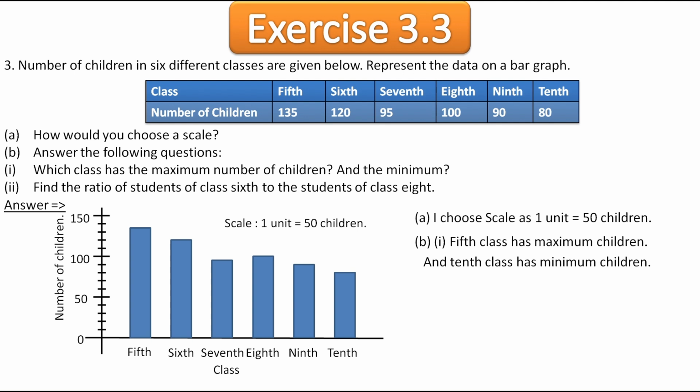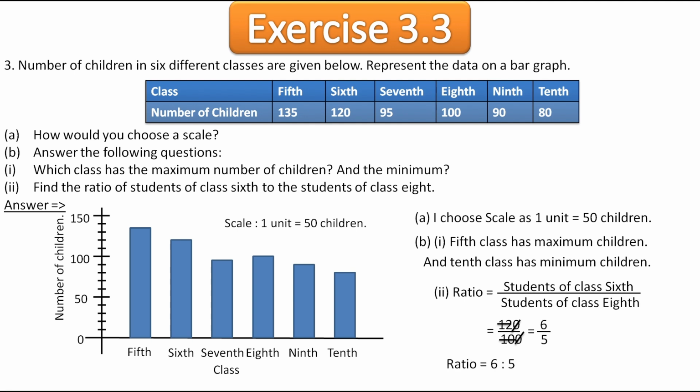Okay. Now the second question we have, find the ratio of students of class 6th to the students of class 8th. So the ratio can be found out by dividing students of class 6th by students of class 8th. So in class 6th we have 120 students, and in class 8th we have 100 students. So 0 0 gone. Next 2 5s are 10, 2 6s are 12. So I got the ratio as 6:5. Okay.